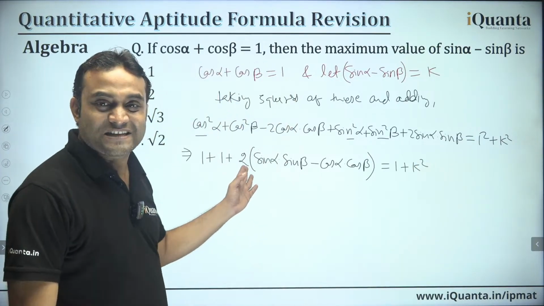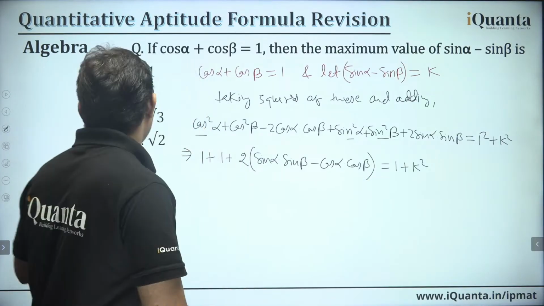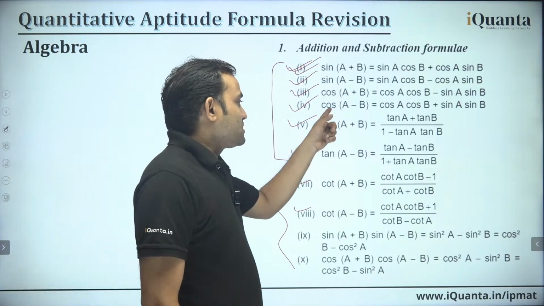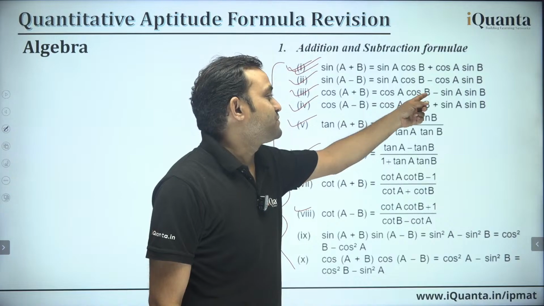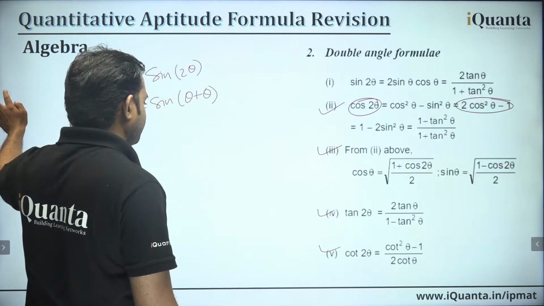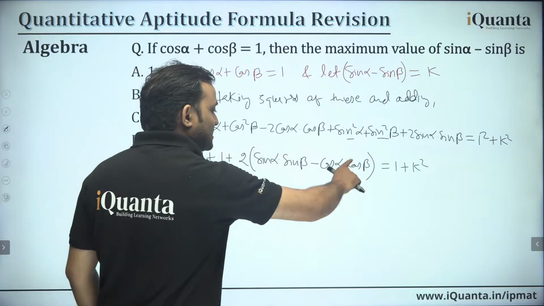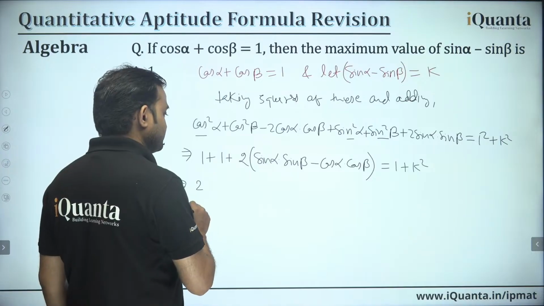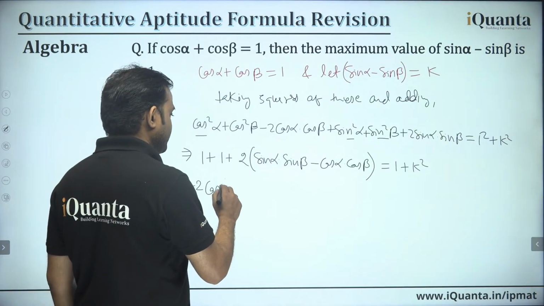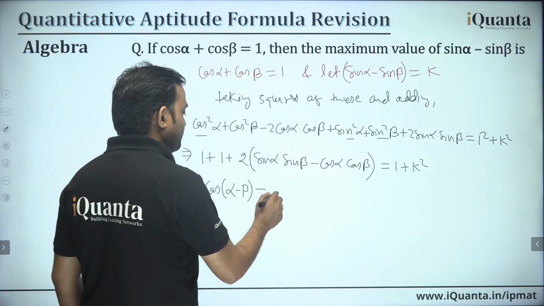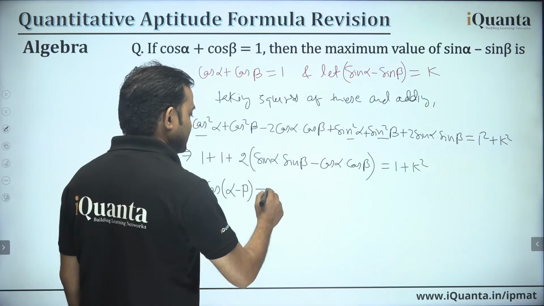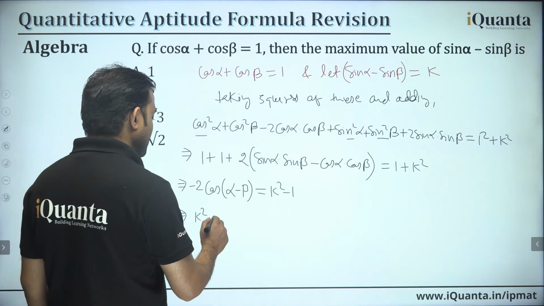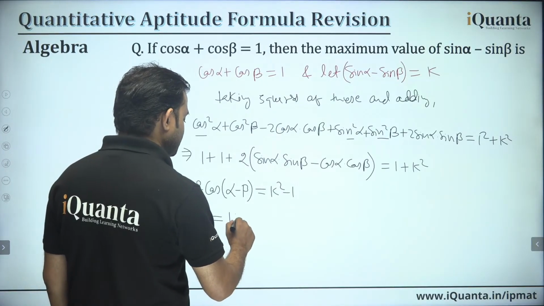Now, have we seen this expression before? Yes. Cos a plus b is cos a cos b minus sin a sin b. So can I say this is nothing but minus of cos alpha plus beta? So 2 times cos alpha plus beta will be equal to, this 2 will go this side, this will become k square minus 1.